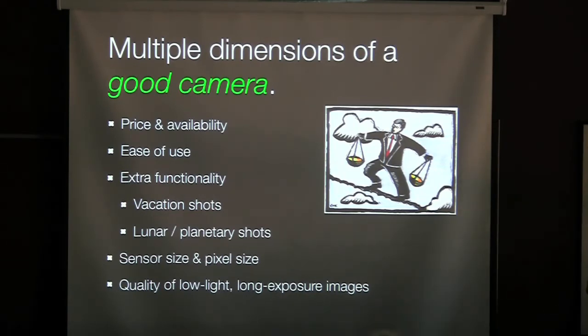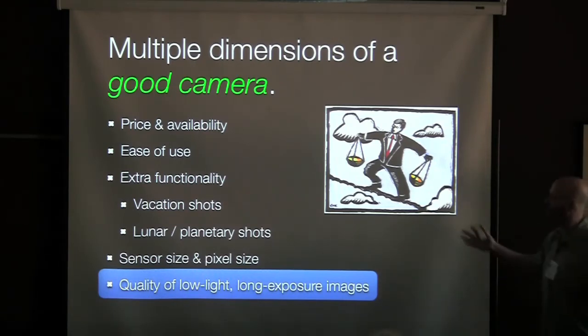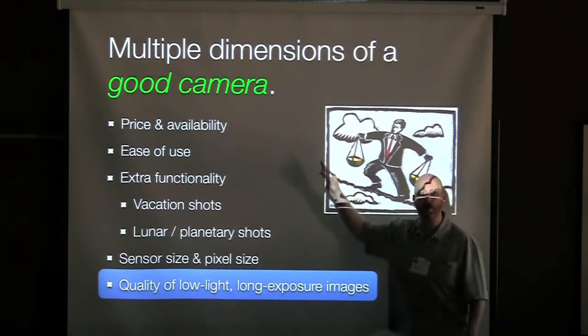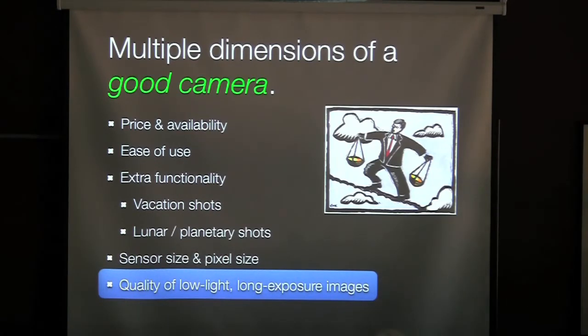What we're going to be talking about today, though, are things that I can actually kind of quantify and that will be able to cut across a lot of these different kinds of criteria that you may have. So this is the quality of low light, long exposure images, because I'm going to be talking about DSO imaging and all of this.